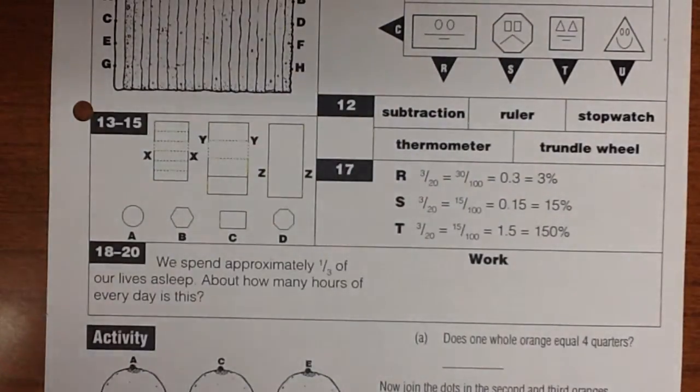We spend approximately 1/3 of our lives asleep. About how many hours of every day is this? Question number 18. What is this problem asking us to find? Is it asking A, what fraction of our lives do we spend sleeping? B, how many hours in 1/3 of a day? C, how many years do we spend sleeping?